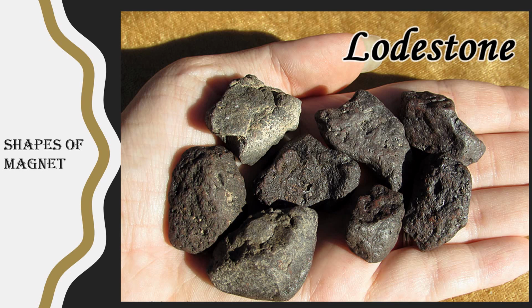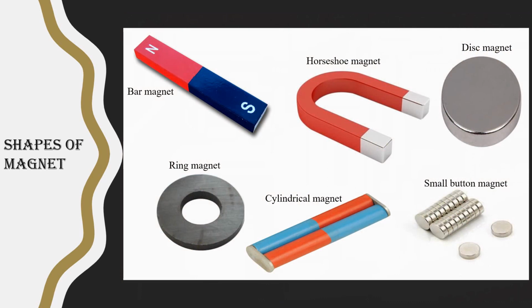Now, magnets can have a variety of shapes depending upon their uses. Today, magnets are used in many machines, gadgets and devices. They are all man-made magnets. Bar magnets, disc magnets, horseshoe magnets, ring-shaped magnets, cylindrical magnets, and also small button magnets are the different shapes of magnets in everyday use.